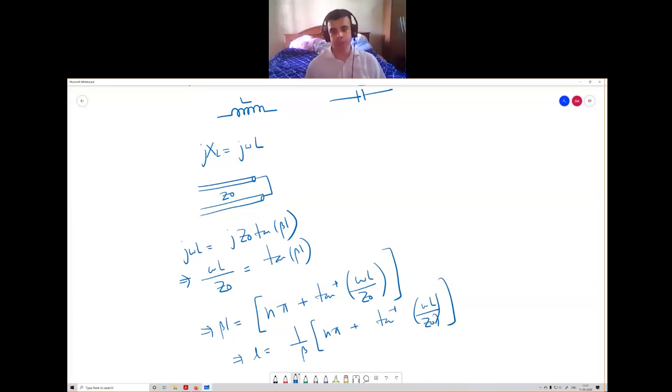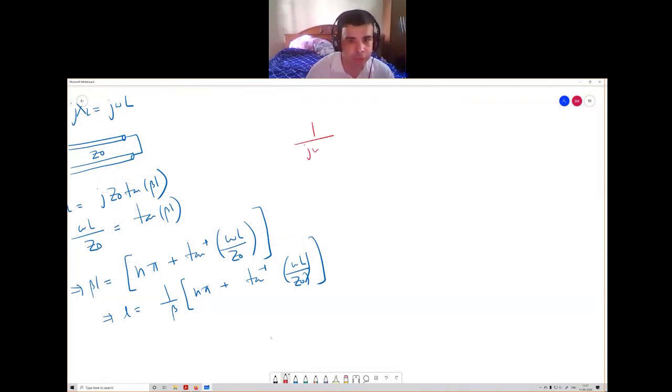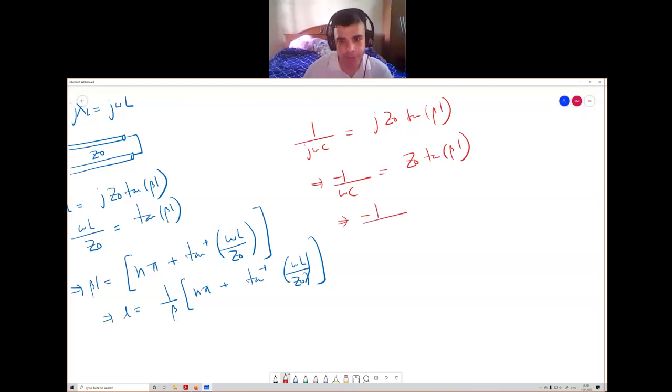So, using this formula, we can represent an inductor of any value by a short circuit transmission line. Is it okay? Yes, sir. And what about a capacitor? 1 by j omega C equal to j Z0 tan beta l. So this j and this j will cancel, but there will be a minus 1. So minus 1 by omega C equal to Z0 tan beta l. So minus 1 by omega C Z0 equal to tan beta l.